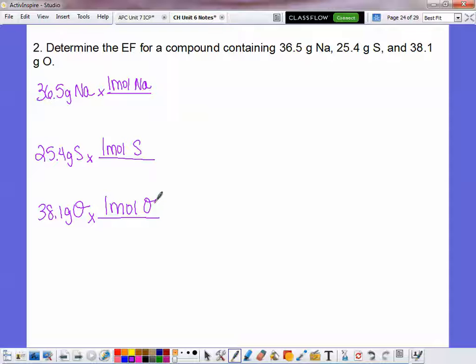And the bottom will be what? The grams from the periodic table of each of those elements. Okay, the mass on the periodic table for each of those elements. Sodium has what mass on the periodic table? 22.99. What's sulfur? 32.06. And oxygen? 16.00.